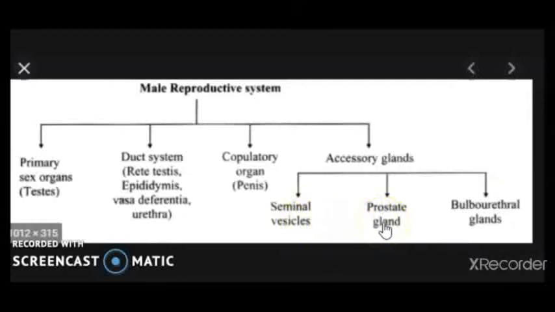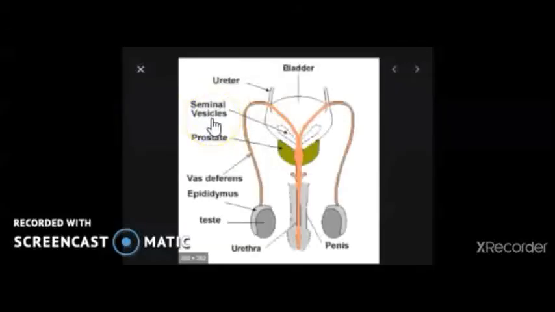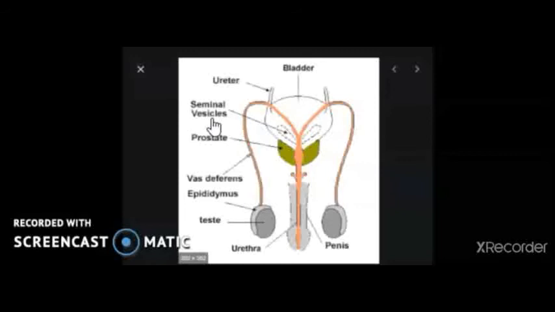The second accessory gland is the prostate. It is single in number. The third one is the bulbourethral glands, also called Cowper's glands. They are again 2 in number. The first male accessory gland is the seminal vesicle. It is a pair of glands lying on the posterior side of the urinary bladder. It secretes an alkaline seminal fluid which contains fructose, fibrinogen, and prostaglandins. It contributes about 60% of the total volume of semen.